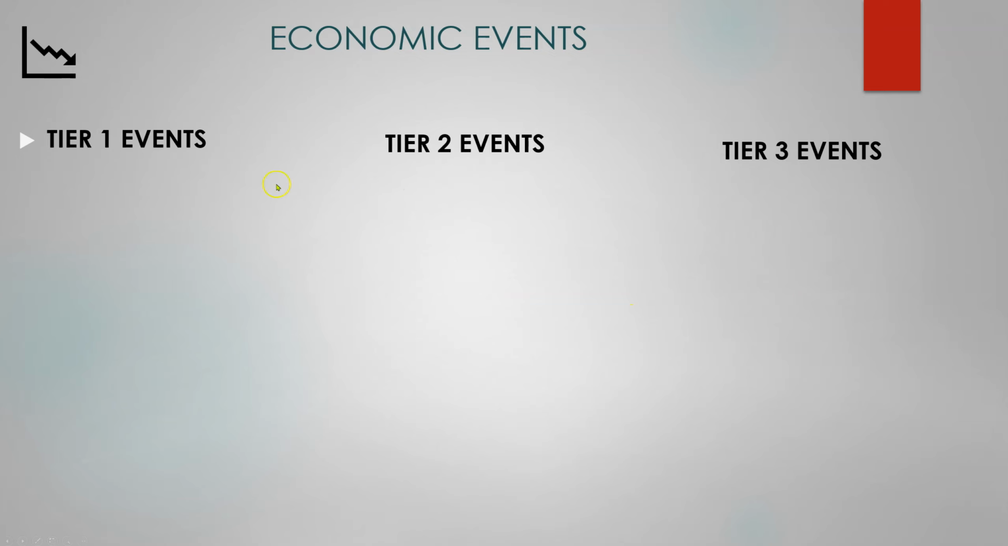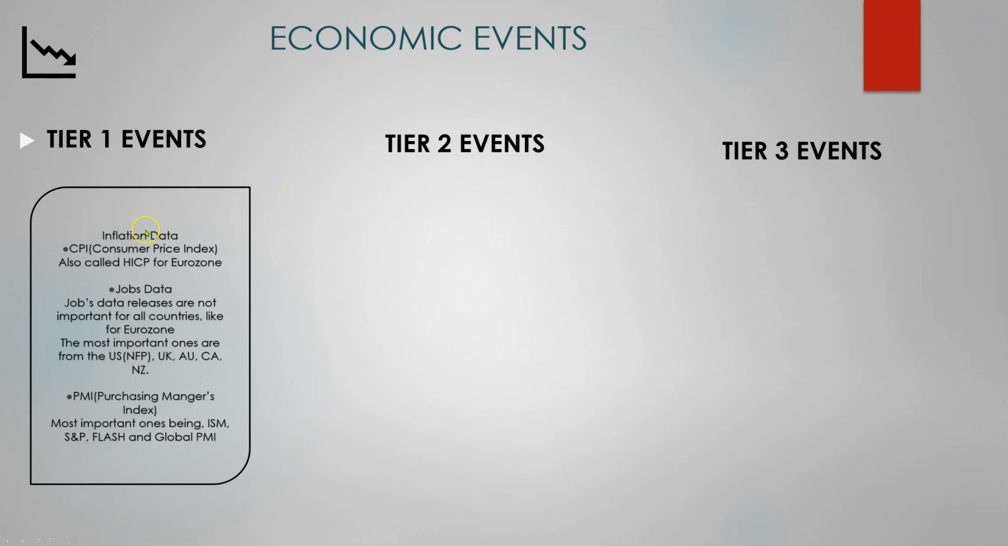So I also put this in 3 different tiers: tier 1, tier 2, and tier 3 events. The first one is the tier 1 event, which is the most important, the high impact data. So we have inflation data, and this can come in different forms, which is CPI for the US, the UK, and also Australia and Canada, and New Zealand as well. But for the Eurozone, it's called HICP. So that's for inflation data.